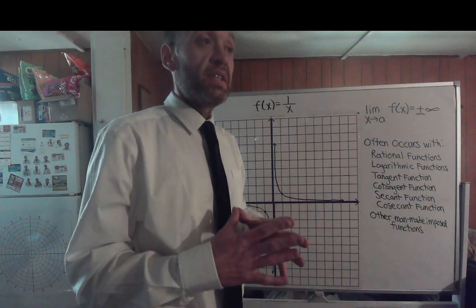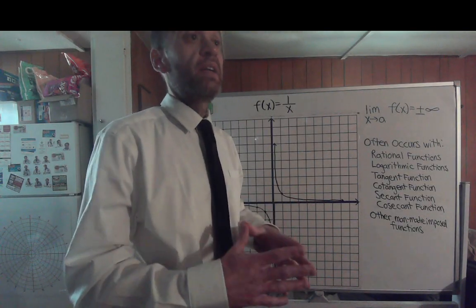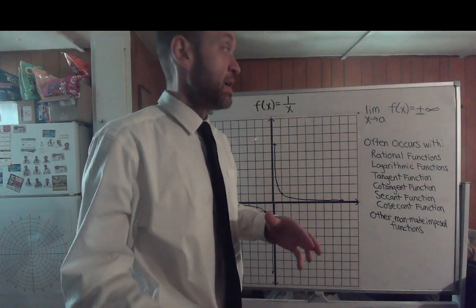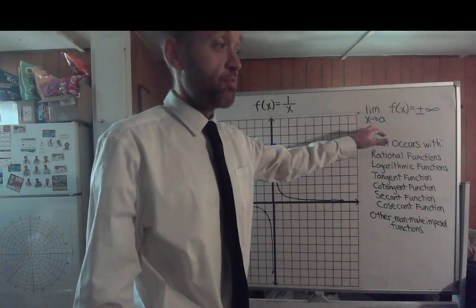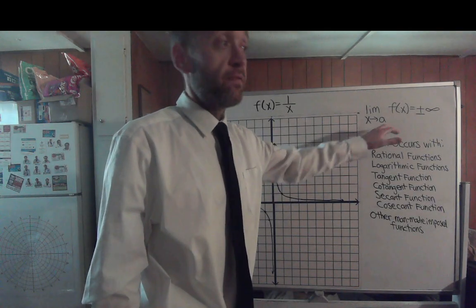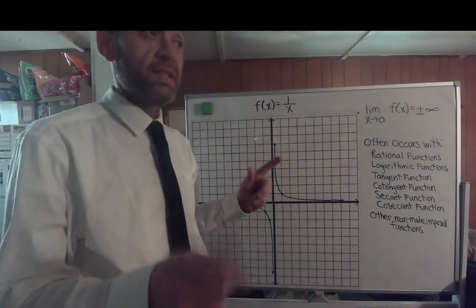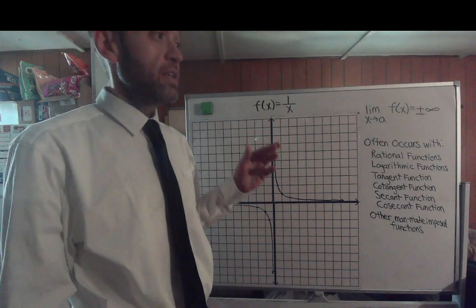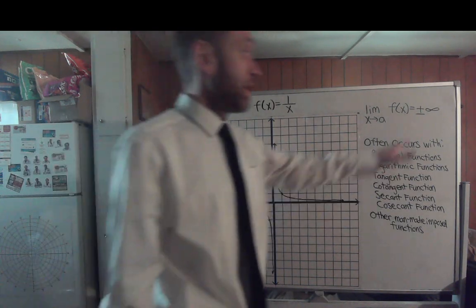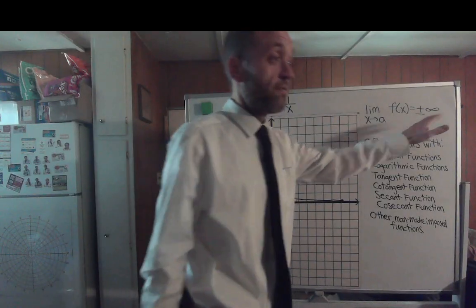This is not the same as limits at infinity. That's a different topic. A limit at infinity is going to be as x approaches positive or minus infinity. So that's a few lessons from now. We'll get into limits at infinity. But infinite limits are where your answer is positive or minus infinity.